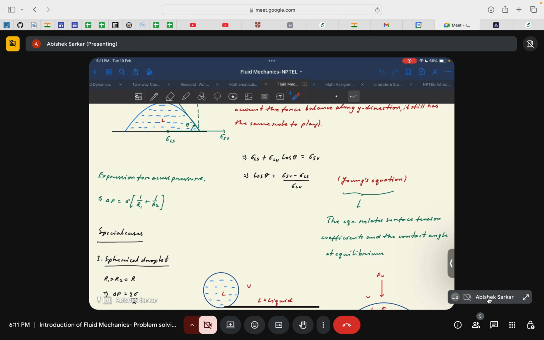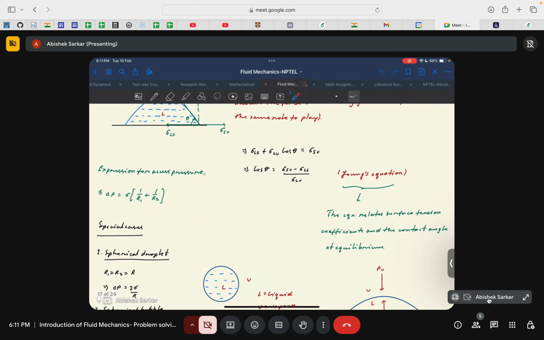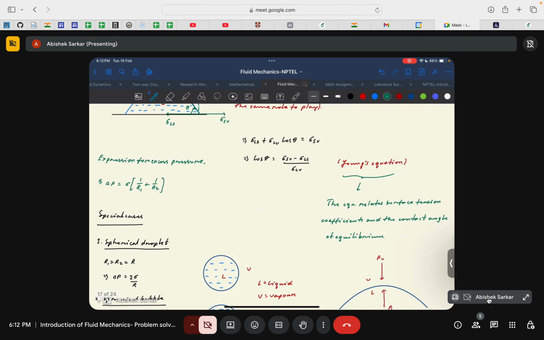You'll again end up with a relation in terms of the several surface tension coefficients for different interfaces. But for the scope of this course, we are not going to dive deep into the implications of Young's equation and the resultant equations that we derive from it. But one of the important equations that arises from Young's equation is the expression for excess pressure. Okay, I think I made a blunder, it's not excess, it's excess. The expression for excess pressure.